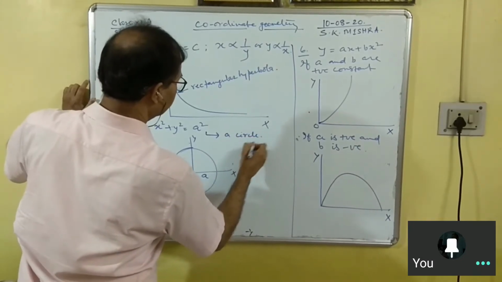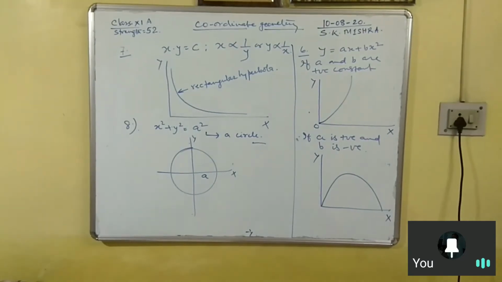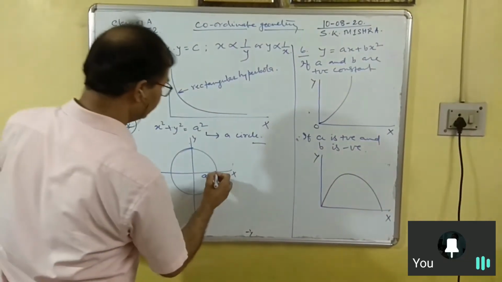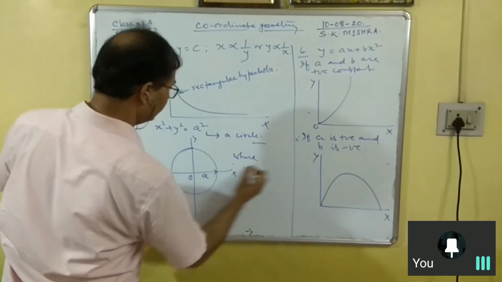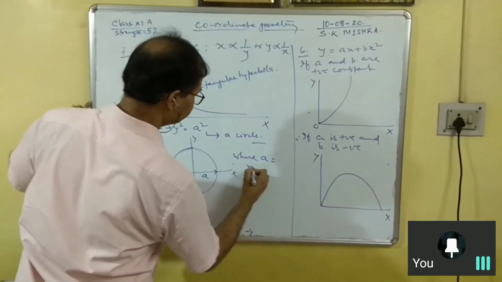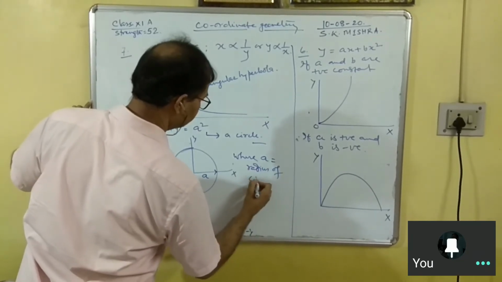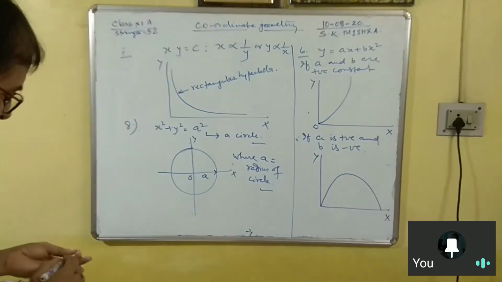So if your equation comes to say x square plus y square is equal to a square, it means this represents a circle, because this is the equation of a circle where a is the radius of the circle.